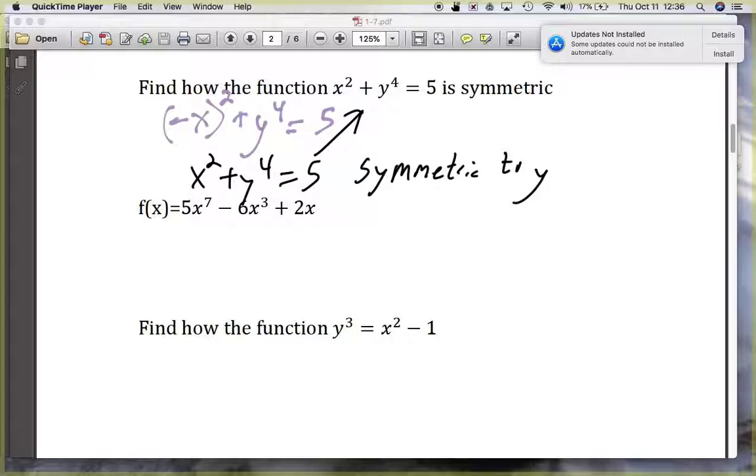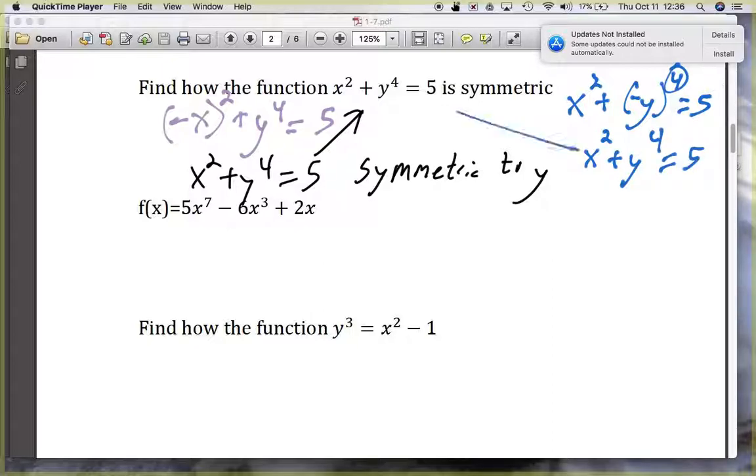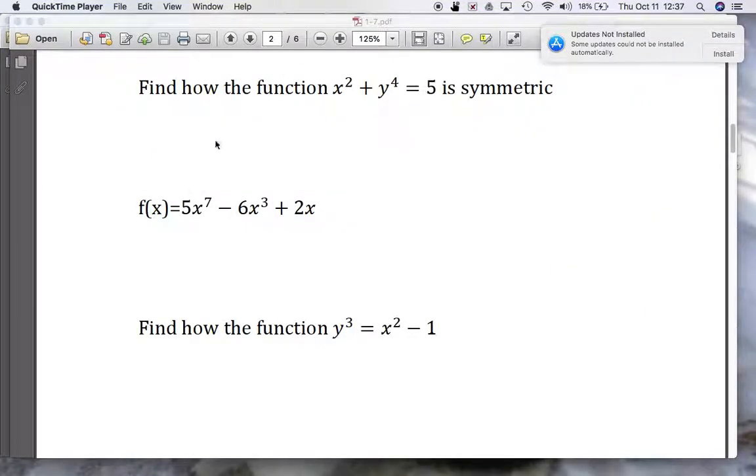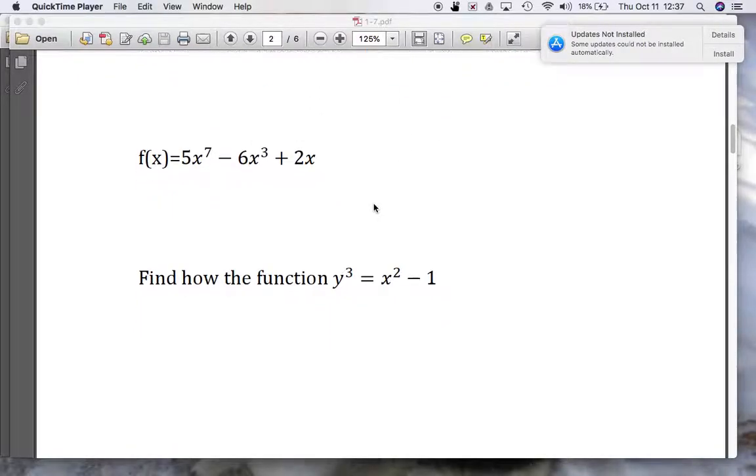Then you can do the same thing. Plug a negative y in there. Once again, it will work out, because it's an even power, that this ends up being just y to the 4th. So it's the same thing. So this one is also symmetric to the x. So the shortcut would really be, if it's an even power, it's symmetric to the opposite one. So if it's y to an even power, it's symmetric to the x. If it's x to an even power, it's symmetric to the y.